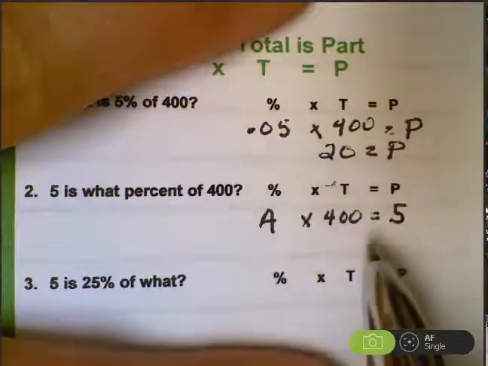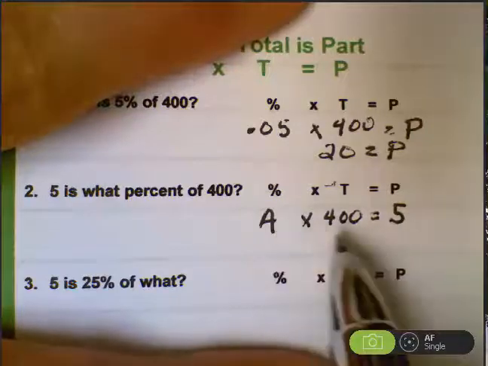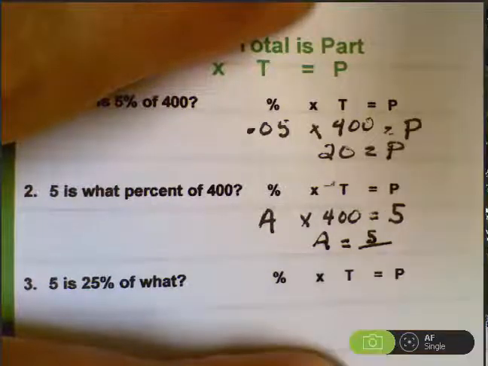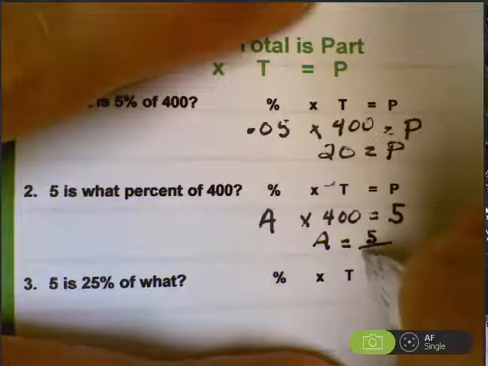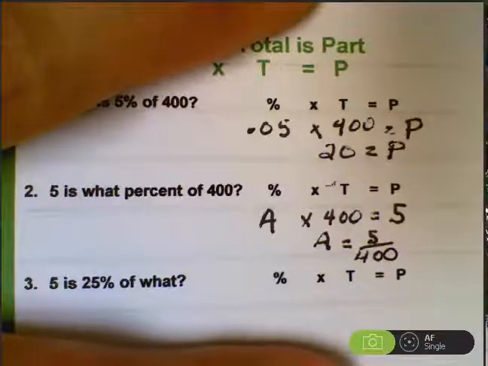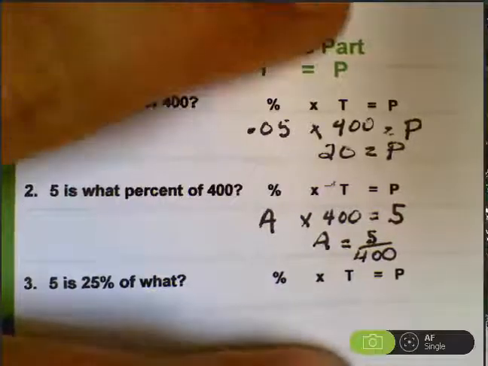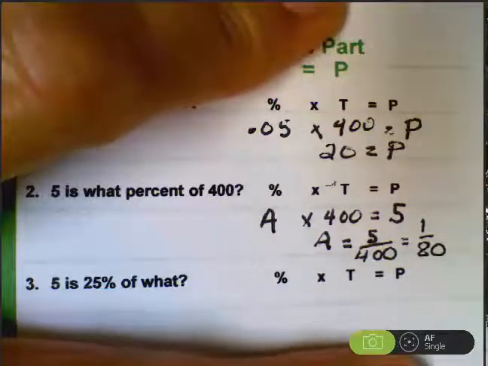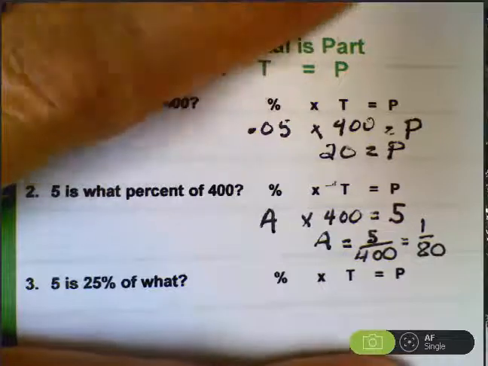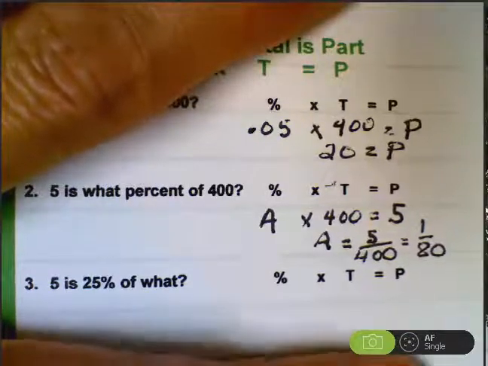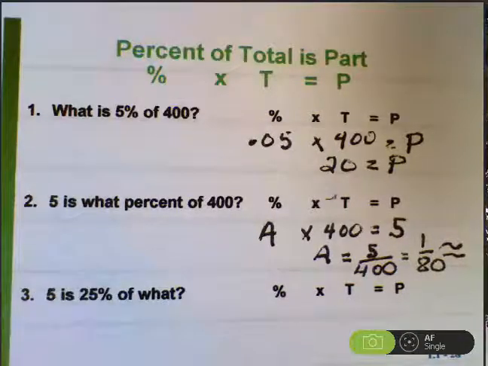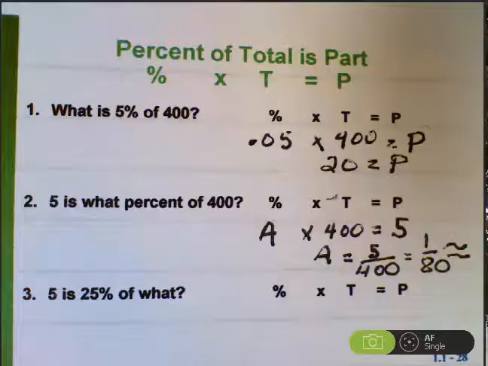If we're solving that equation for A, this is held together by multiplication. So if I wanted the A by itself, I'd have to divide. And you always divide by what's with the variable. So A would be 5 over 400, or that's 1 over 80. I do not have a calculator handy. You would want to write that as a percent by dividing the 1 by 80. It's going to be close to 1%, but I don't have the exact decimal equivalent of 1 over 80 right now.